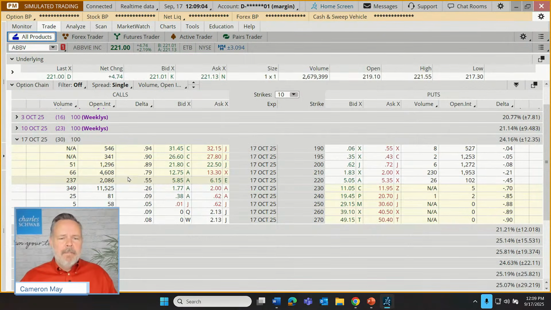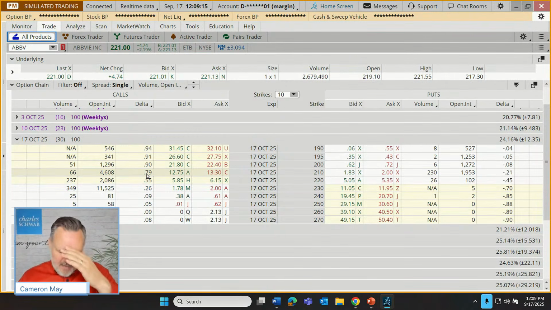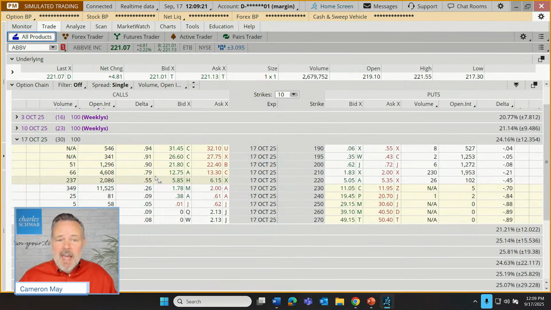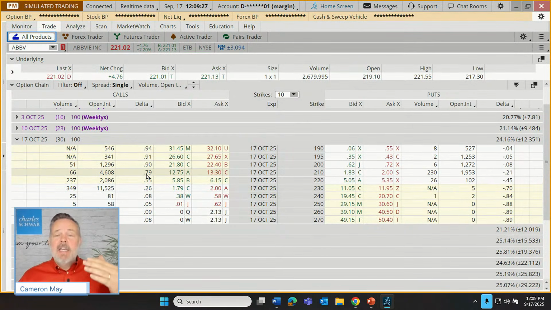Well, when we have a delta of 79, another way to state that is there's approximately a 79% mathematical probability that if we just put this trade on, duck our heads in the sand, and let it go all the way to the October 17th expiration, there's about a 79% chance that the stock will be above 210. That contract expires in the money, and the trader's in good position for the maximum theoretical gain on this trade.